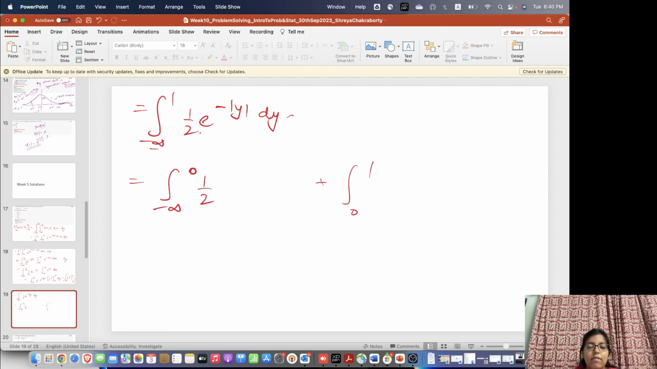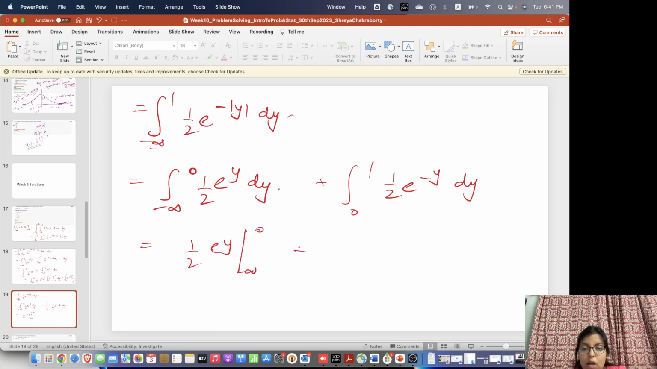Here when y is negative, e to the power minus mod y will be e to the power y dy, because minus mod y would be minus of minus y, which would be plus y. This thing plus 0 to 1, here y is positive, so mod y is positive, so we would have half e to the power minus y dy. So this would be half e to the power y between minus infinity and 0, plus half e to the power minus y between 0 and 1.